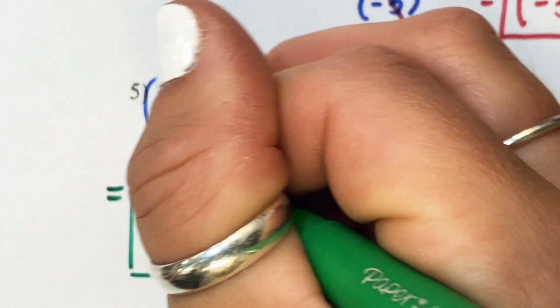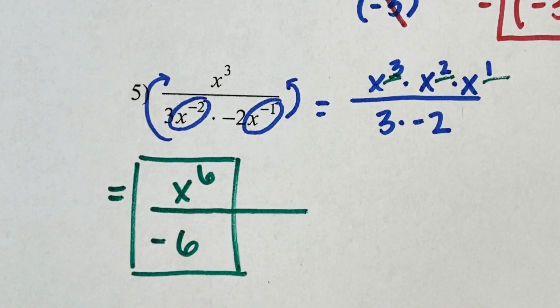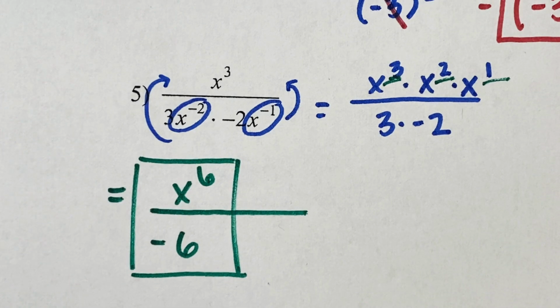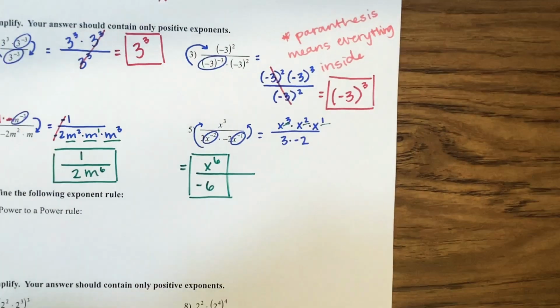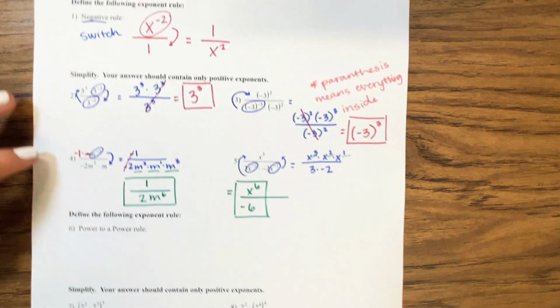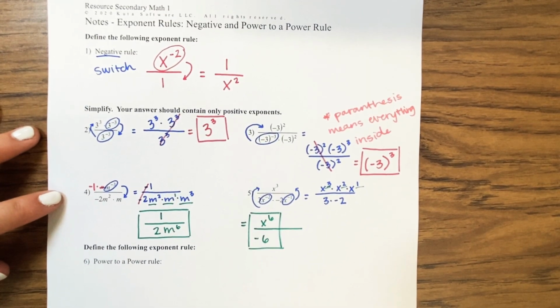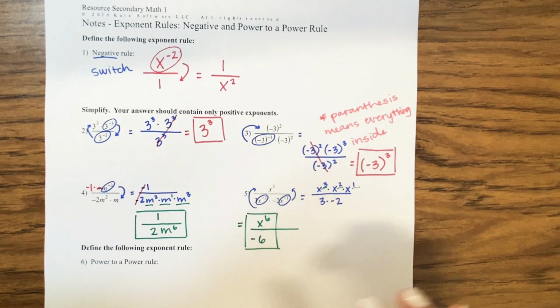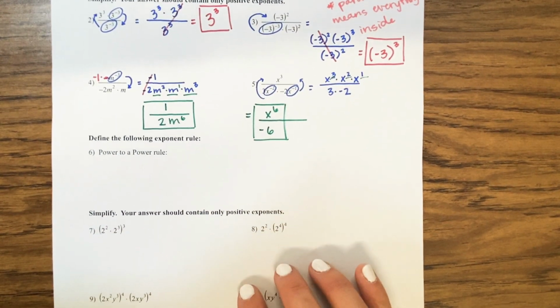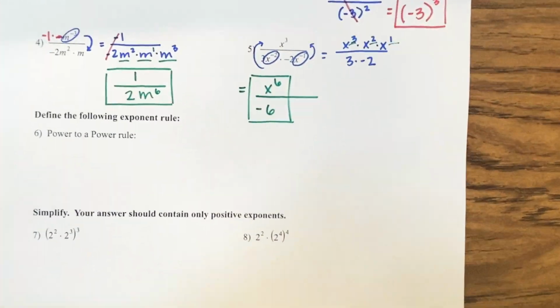And that is simplified. Kind of drew that fraction bar really big. We didn't need it that big. Oh well. Nice job. So that is our first rule. That is negative rule. Okay, so your notes should look like this so far. And now let's talk about our second and last rule.